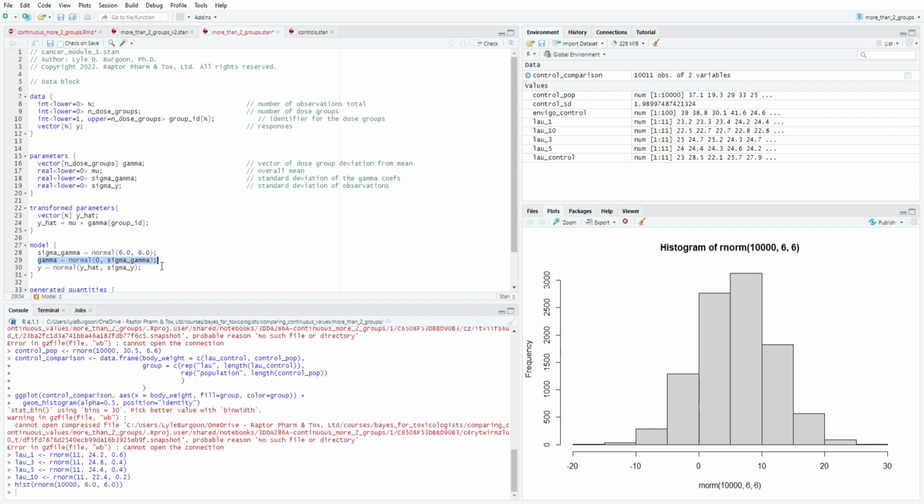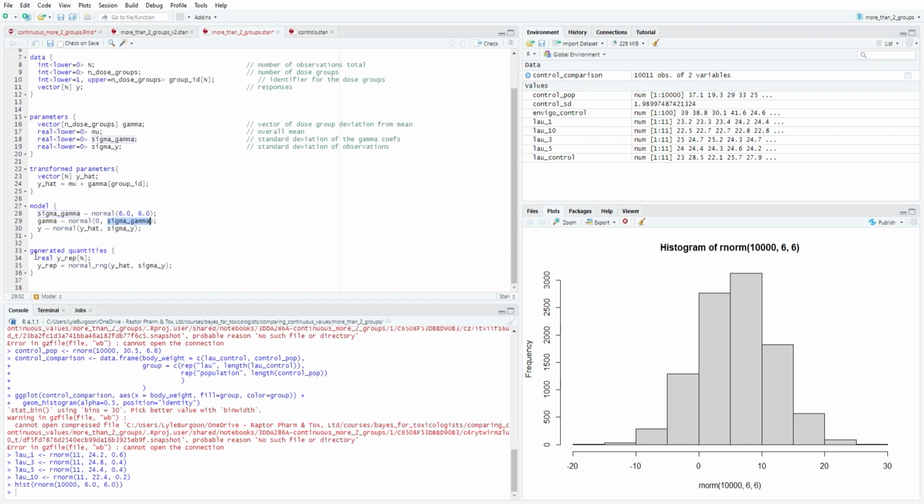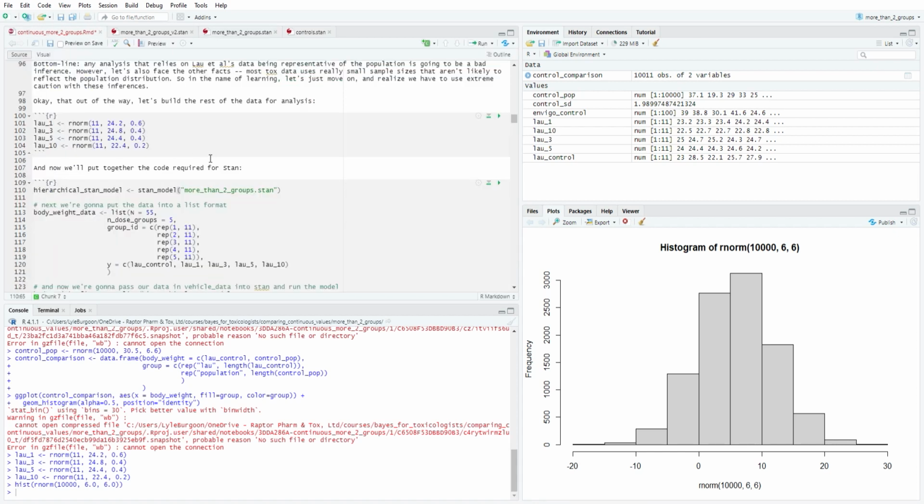And then gamma is going to be centered at 0, and is going to have some standard deviation sigma gamma. This is generic quantities. Again, this is to get us an ability to figure out how valid our model is. We're actually not going to be looking at this so much this time. We're going to be validating our model just based off of the other data, the gammas and the mu's and stuff like that.